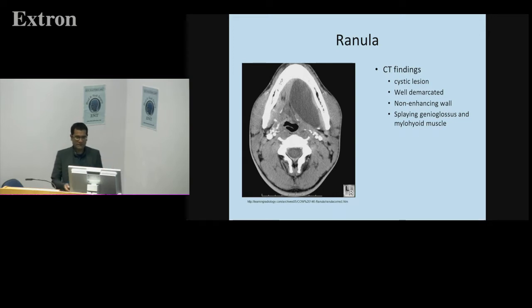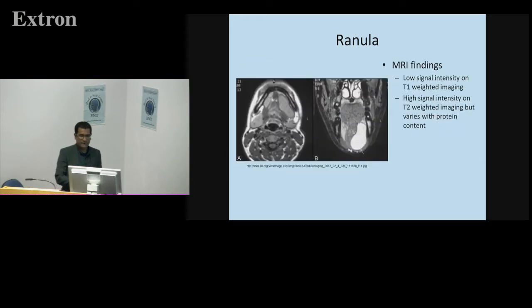The nice thing about a CT scan is it will tell you the anatomical location. It might point towards which way you're going to excise this, either transorally, or if it's into the neck, maybe through the neck itself. On MRI scan, particularly on T2, which is the key, you get high signal intensity because it's fluid, a bit like water. And you get low signal intensity on T1 weighted images.